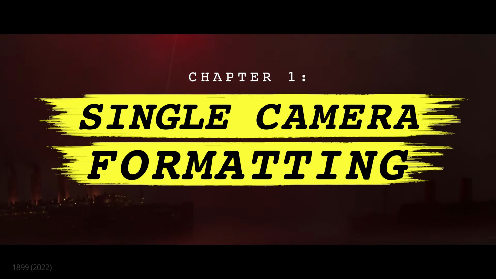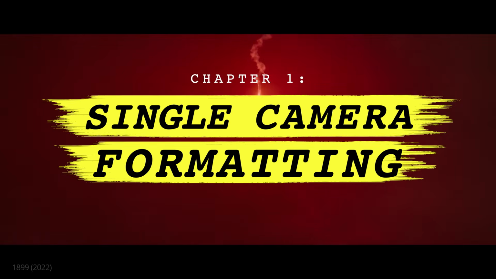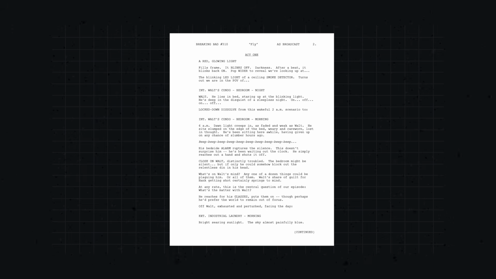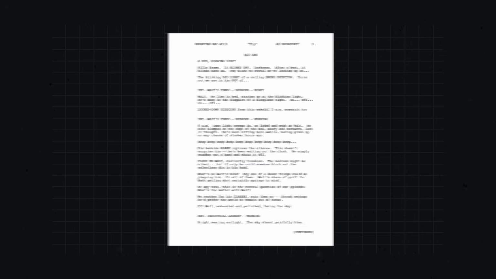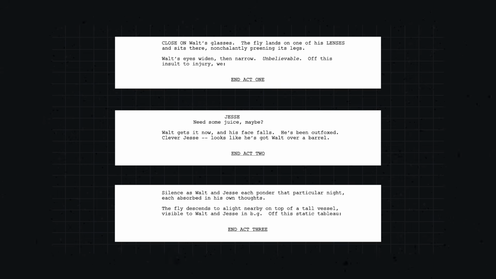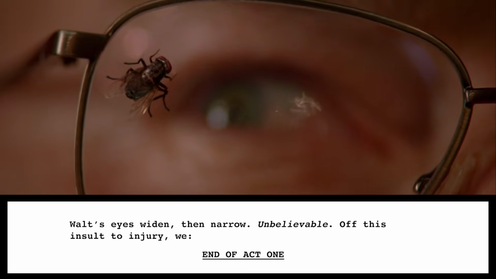Let's begin with single camera formatting. By and large, most television scripts for single camera shows have similar layouts to features. Both film and TV, for example, follow an act structure. But in television scripts, this act structure is typically delineated more overtly with act breaks. This is because act breaks in television also operate as commercial breaks.